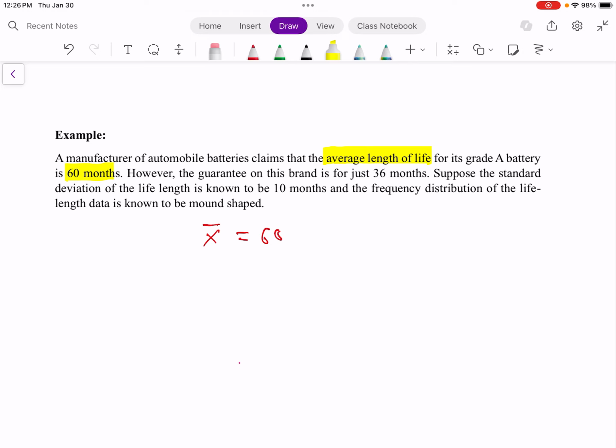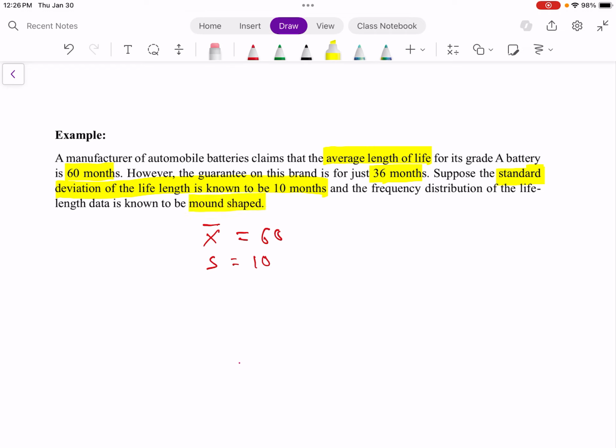However, the guarantee on this brand is 36 months. Okay. Suppose the standard deviation of the life length is known to be 10 months. How do we write that using notation? S equals 10 months. And the frequency distribution of the life length data is known to be mound shaped.